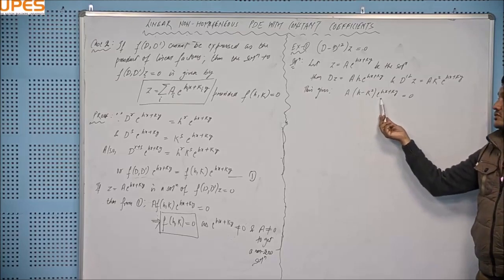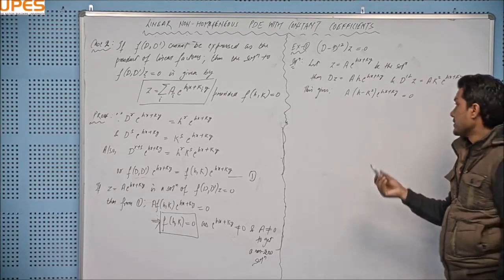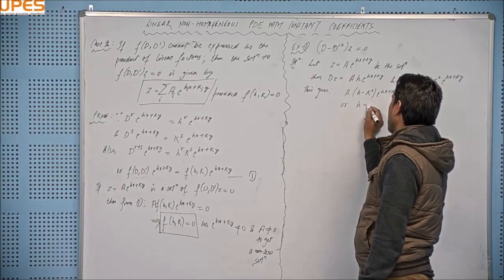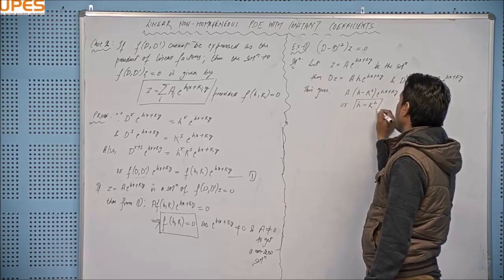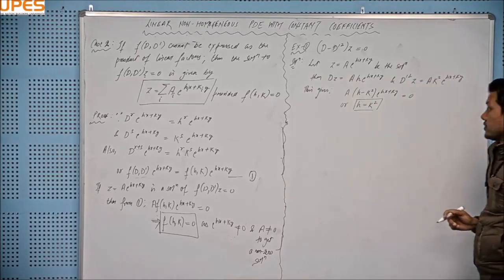That's why you don't want this a to be 0. You know that this is non-zero, so obviously it has to be h minus k square equal to 0, or h equal to k square. So this is the required condition what we are searching for, and then I can write the solution.